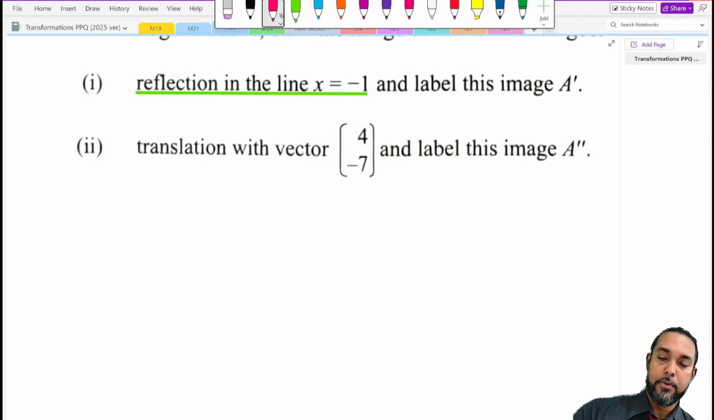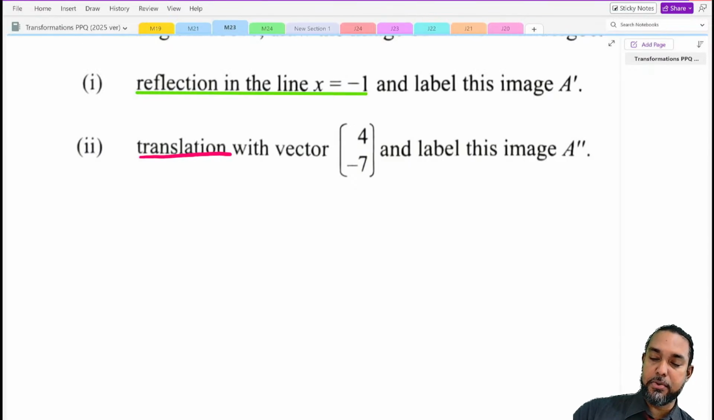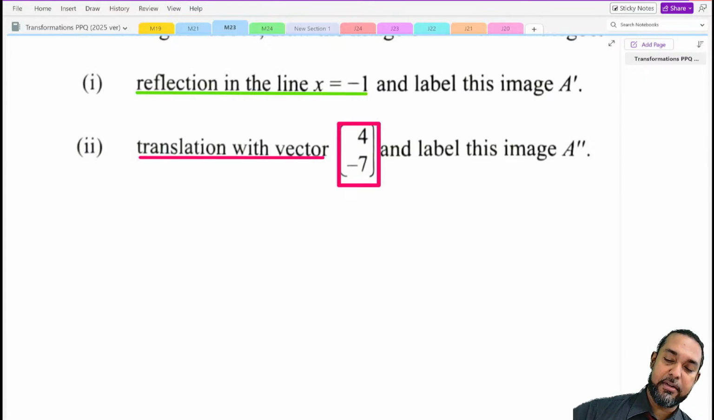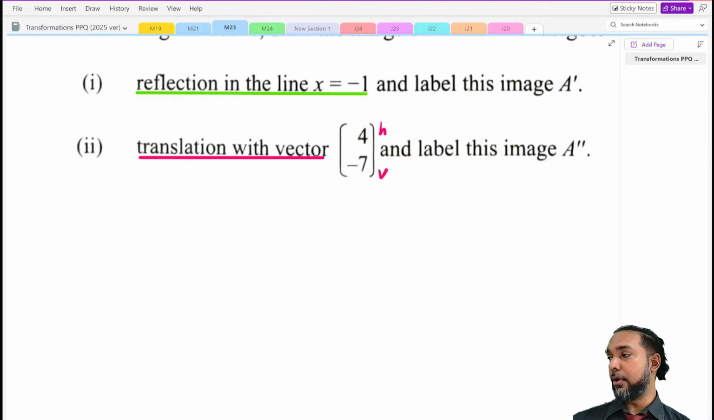Right, so a translation is sometimes called a shift or a glide. Every translation must come with a vector. The vector has 2 components. The top one is the horizontal component, which means left or right, and the bottom one is the vertical component, which means up or down.